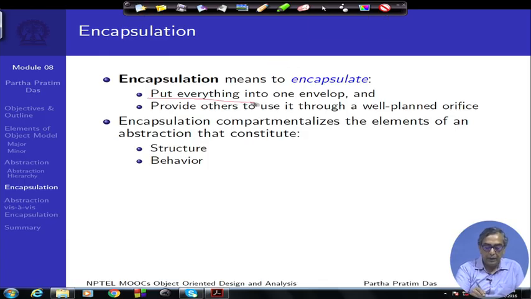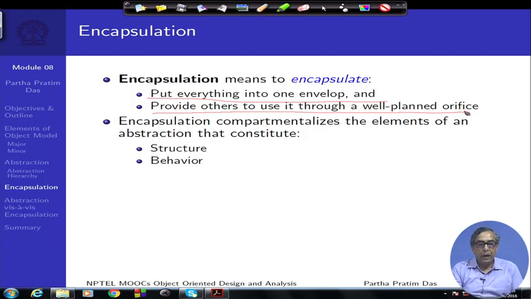So, put everything into an envelope. When we put five pages of a letter into an envelope and seal and post it for delivery to the recipient, we are also doing encapsulation. We are putting many different things together, so that they stay together, and to let others use it through a well defined, well planned orifice.